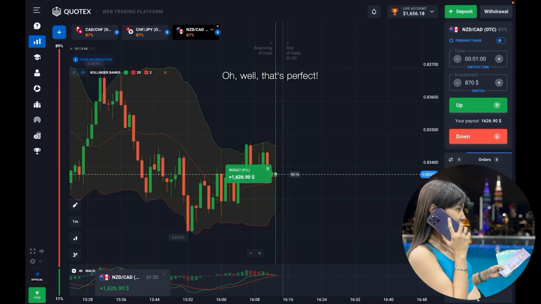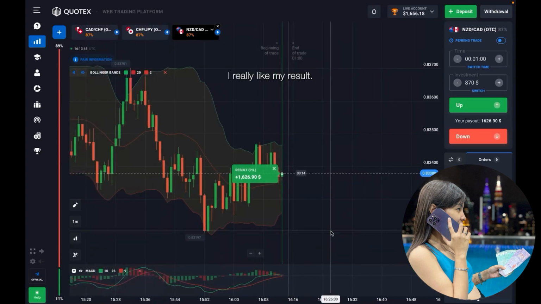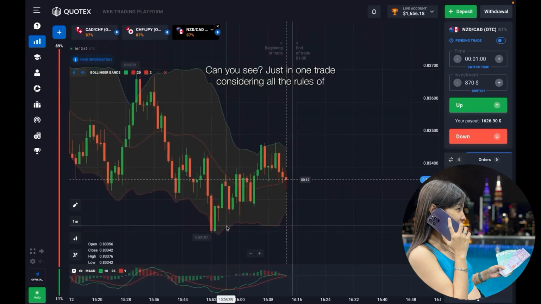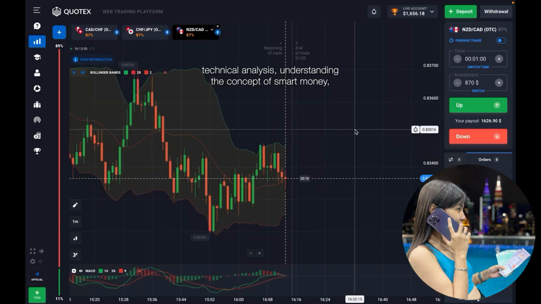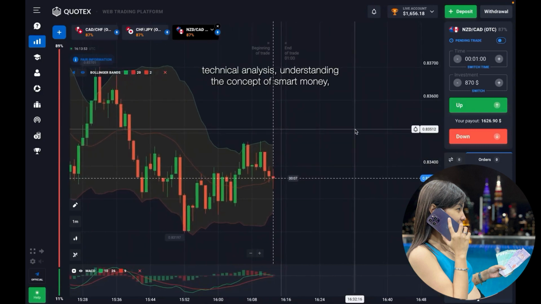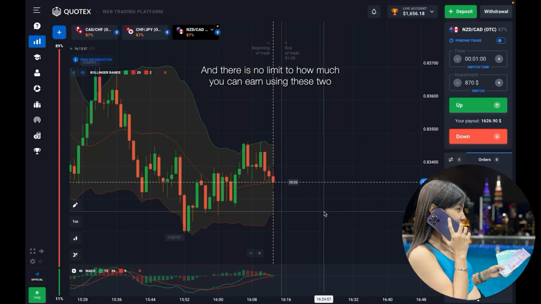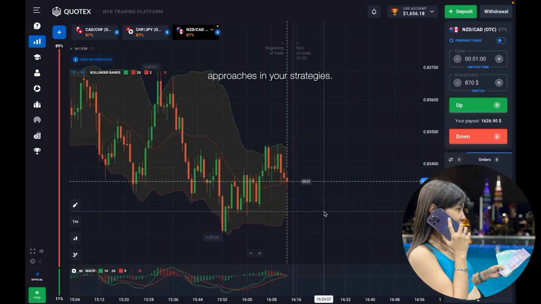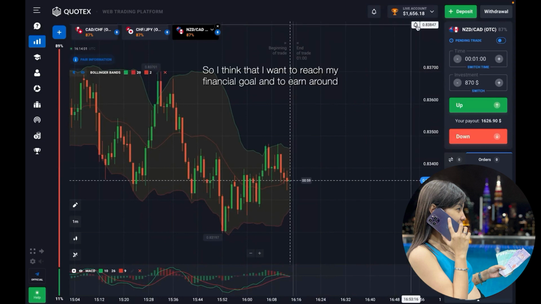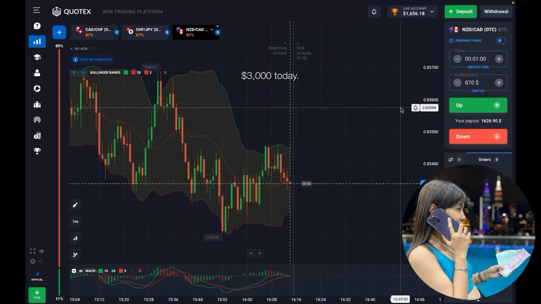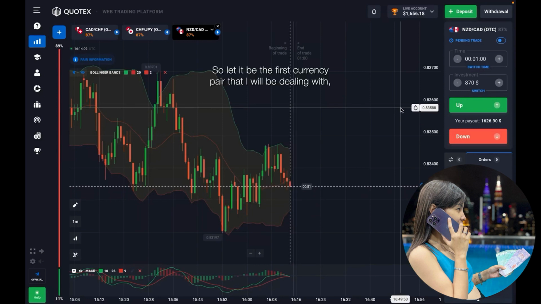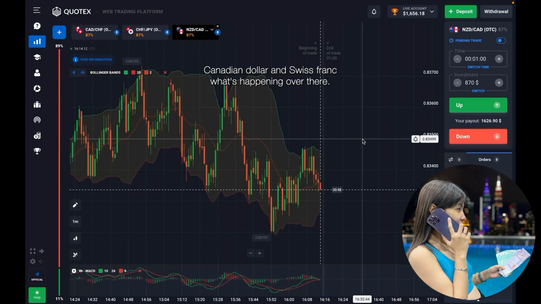So well guys, that's perfect. I really like my result. Can you see, just in one trade, considering all the rules of technical analysis, understanding the concept of smart money, I gained this profit. And there is no limit to how much you can earn using these two approaches in new strategies. So I think that I want to reach my financial goal and turn around $3,000 today. So that is the first currency pair that I will be dealing with, Canadian dollar, New Zealand franc.